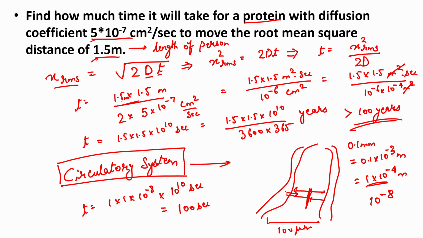So because of this circulatory system, we are able to reduce the time of diffusion from hundreds of years to hundreds of seconds, which is much more relevant in our case. That is why the circulatory system helps us quite a lot to carry out our normal processes.